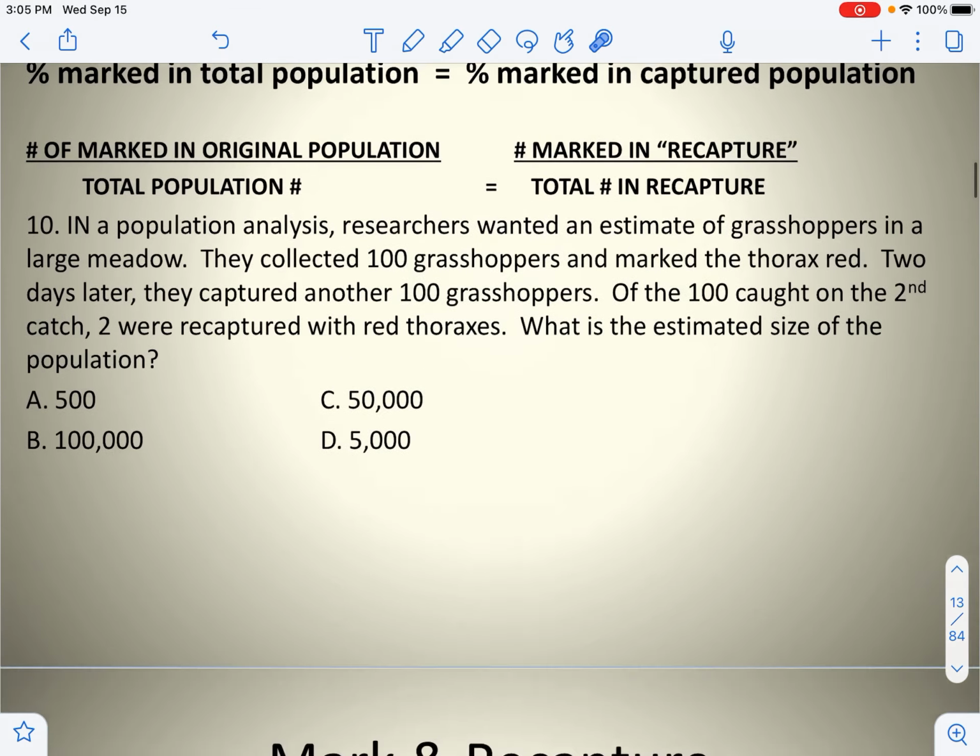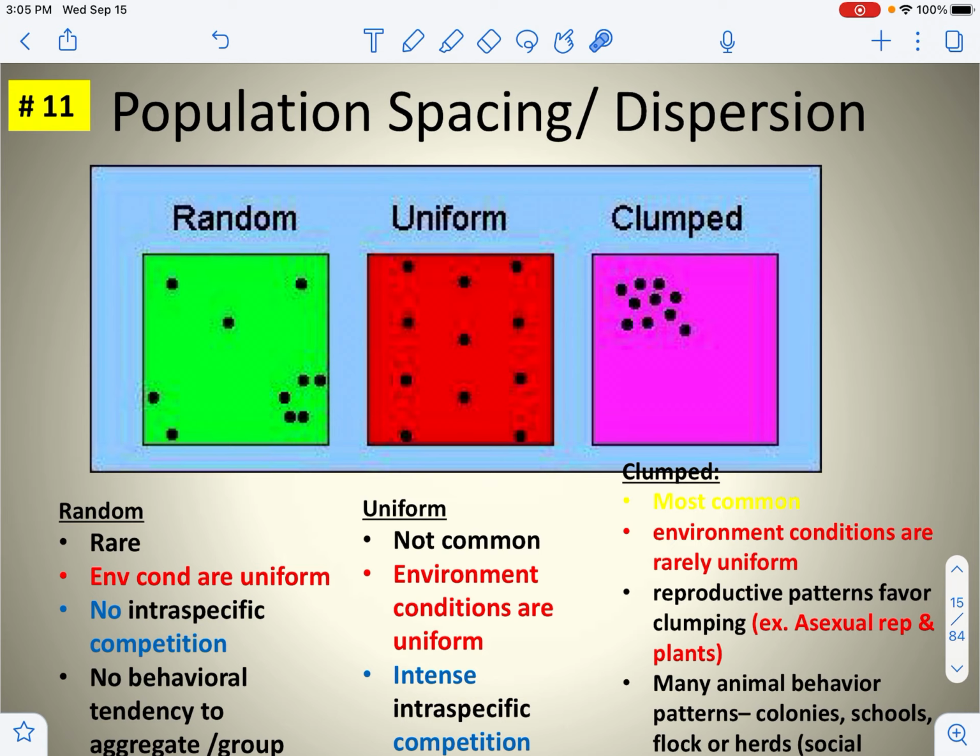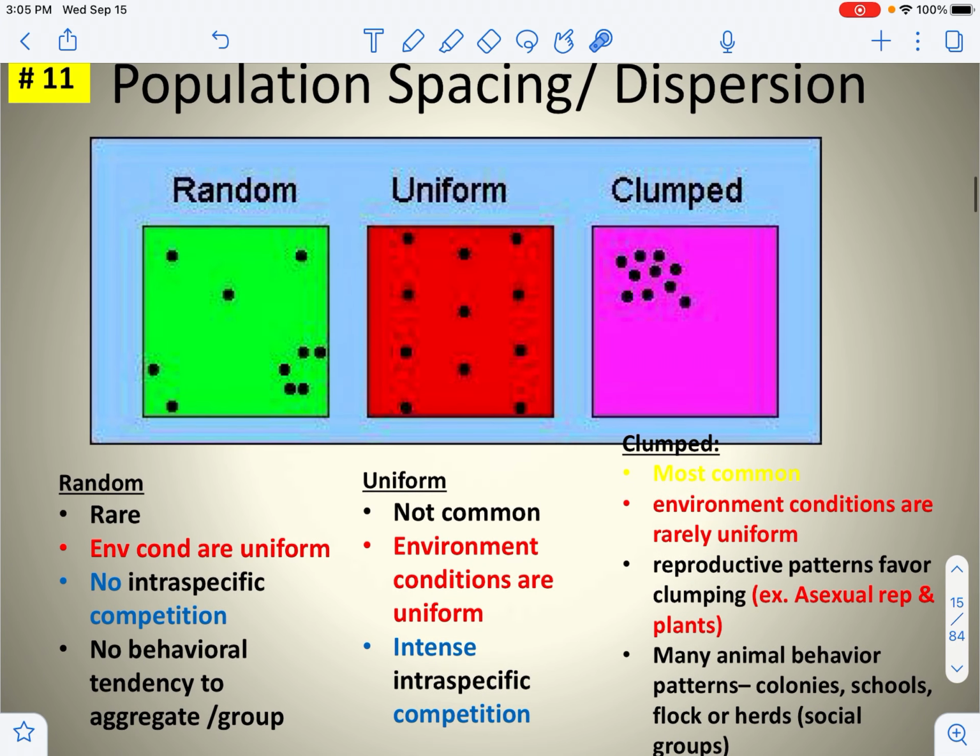All right. I want to get into number 11. These yellow numbers, by the way, should correspond with your summer packet numbers. But population, not just estimating their size, another way to study populations is by looking at how they're spaced. So they're either one of 3. They're either randomly spaced, uniform, or clumped. This one is the most common, and we're going to see why.